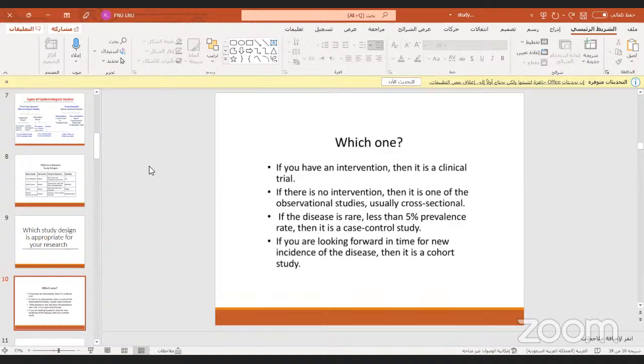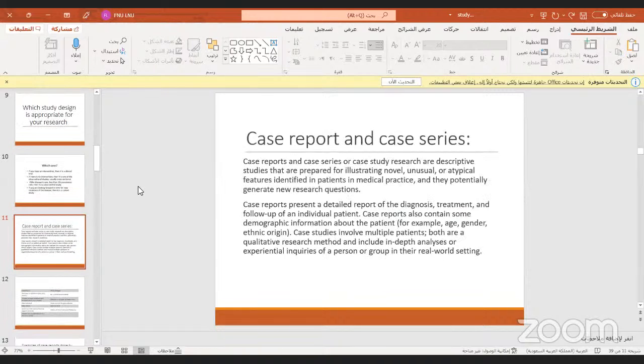Which study design is appropriate for your research? As we mentioned previously, if there is an intervention, it's a clinical trial. If not, it's observational, cross-sectional for example. If the disease is rare and the prevalence is less than 5%, it's better to choose case control. If you are looking forward in time for a new incidence of the disease, then it's a cohort study. So from the beginning, your research question determines which study design is suitable for your research.